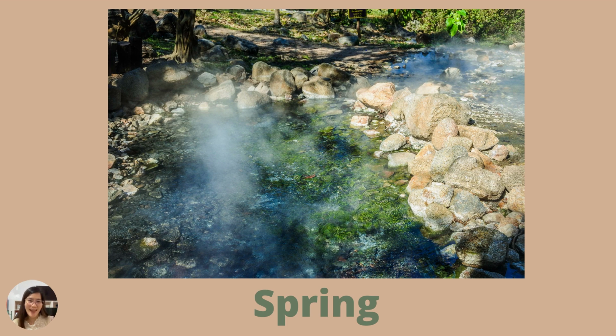Now, this one is a spring. I like this. Water that comes out from the ground is called a spring. Spring water is usually cold, but water from a spring near a volcano is hot. This kind of spring is called a hot spring.